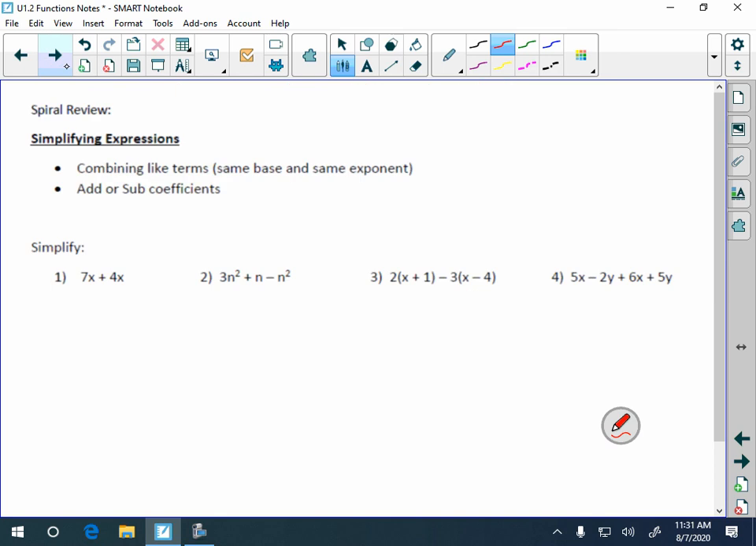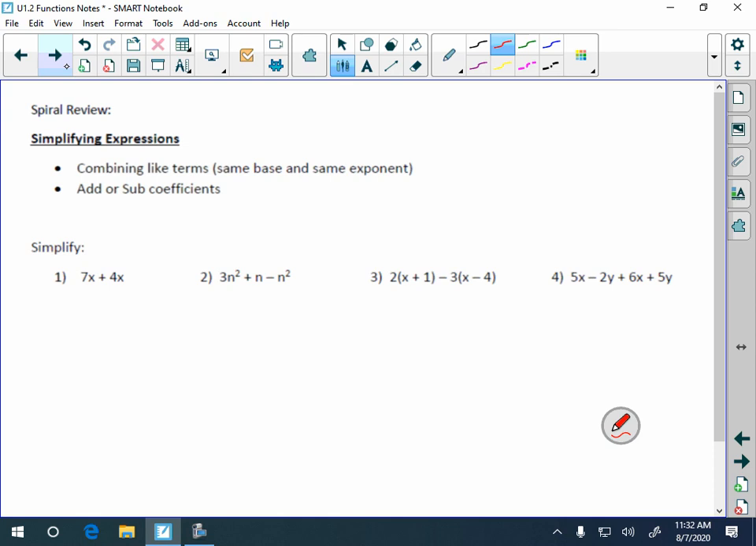All right, and then let's go ahead and do a little spiral review of simplifying expressions. So when we simplify, we're trying to combine like terms. Like terms have the same base, so same variable. Okay, so look at the x's or the y's. And then they also have to have the same exponent.